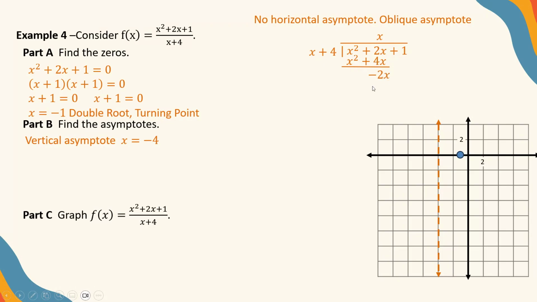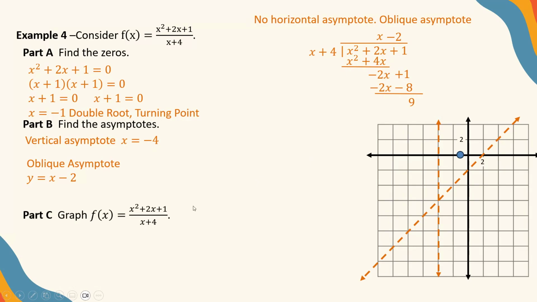And then we repeat that process. I'm going to take -2x divided by x, which gives us -2, multiply -2 times x plus 4, and then when we subtract, our remainder is +9. So we ignore the remainder here, and the oblique asymptote is the line y equals x minus 2, the answer to this division problem. That is a line that starts at -2 and has a slope of 1. So here's my oblique asymptote.